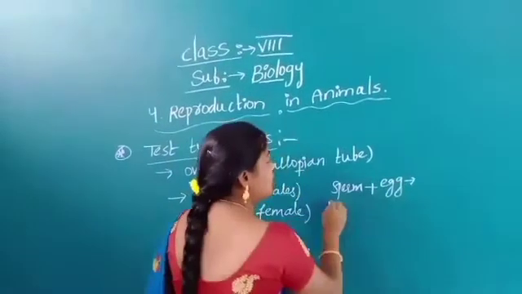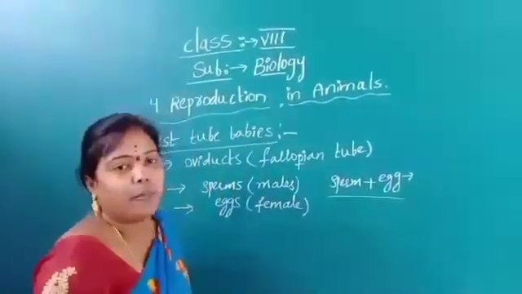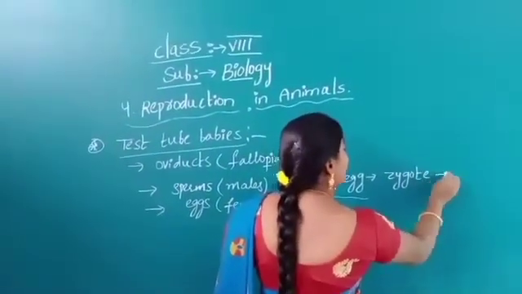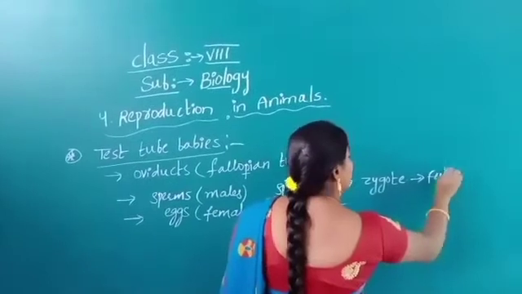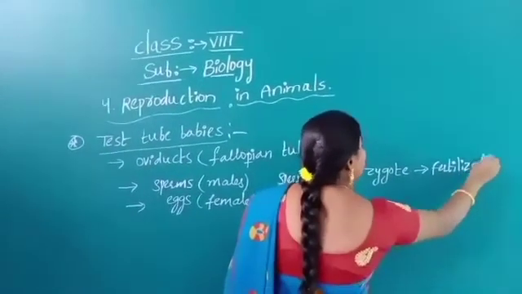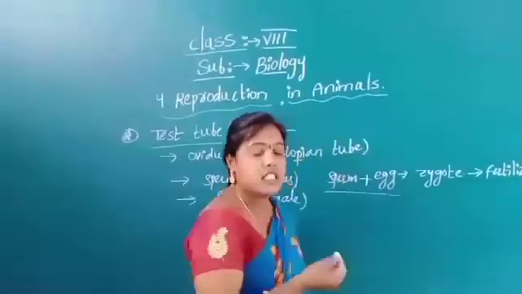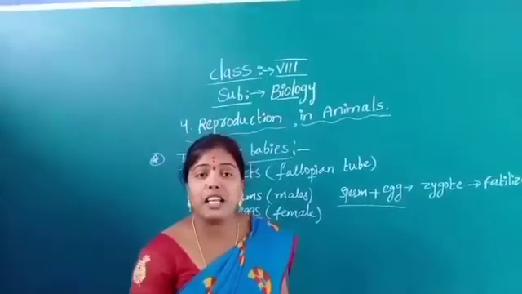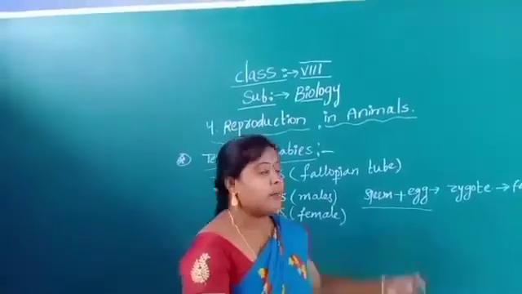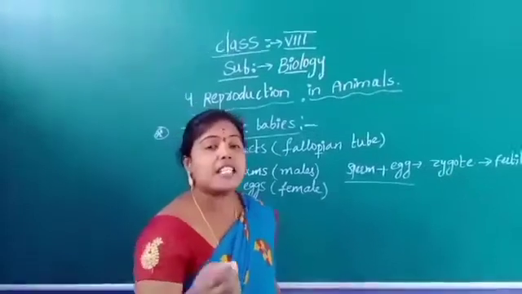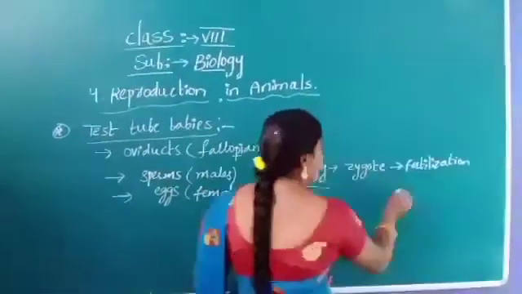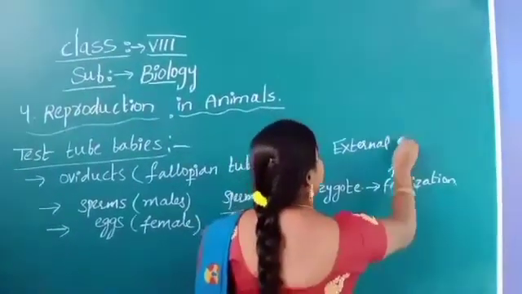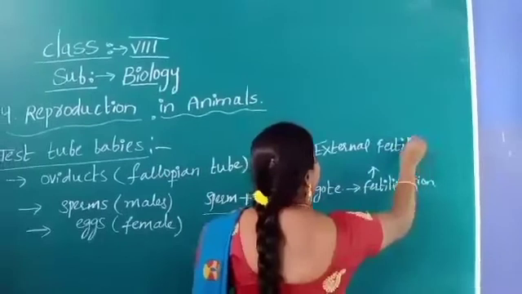Children, already we know that if the sperm cell reacts with the egg, it forms a zygote. To form what, Nana? Zygote. This process is called what, Nana? Fertilization. Here this fertilization process takes place outside the female body, in the laboratory. That's why this type of fertilization is called external fertilization. This is about external fertilization.